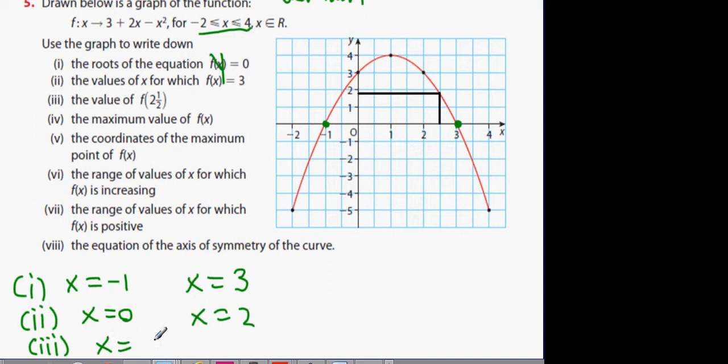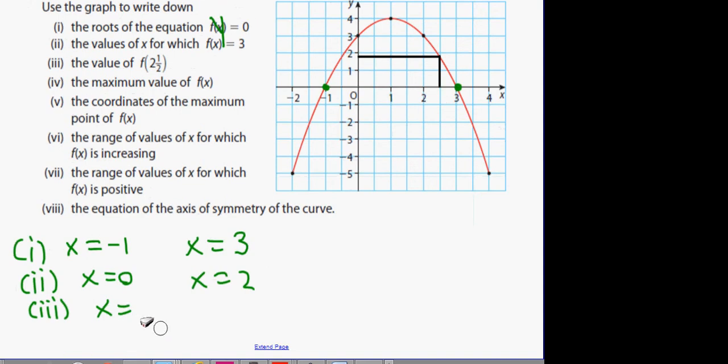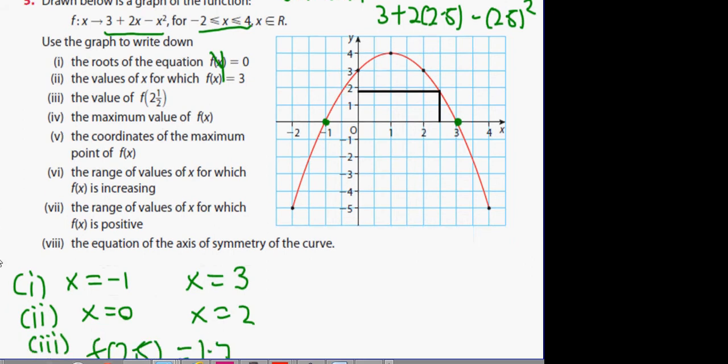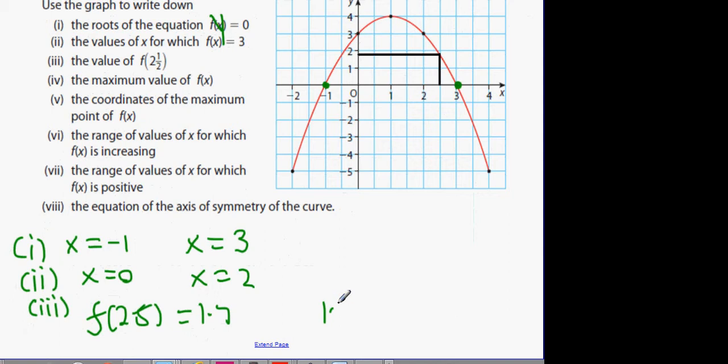Does anybody in the class remember how to use the calculator to find out your answer exactly? Replace x with 2.5. Okay, so f of 2.5 is, what did we say, about 1.7? So if you want to find it out the other way, do this function here. We're going to get 3 plus 2 times 2.5 minus 2.5 squared. Now somebody be so nice as to tell me what that is. It's 1.75, so we're pretty close with our estimate from the graph, weren't we?